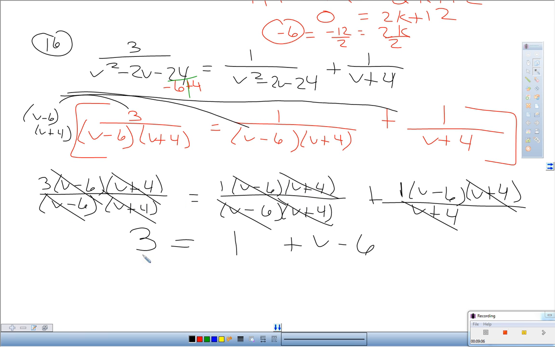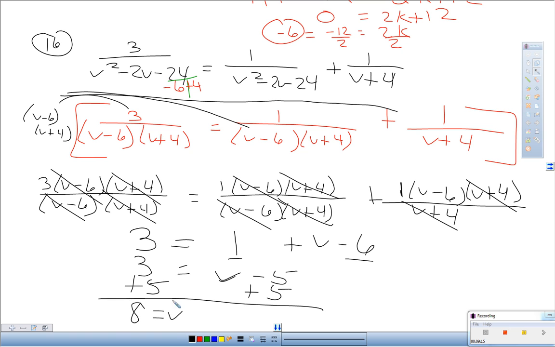So we can solve this. You're going to get 1 plus v minus 6, so that would be v minus 5, and then add 5, and you're going to get 8. So 8 is equal to v, and that's for number 16.